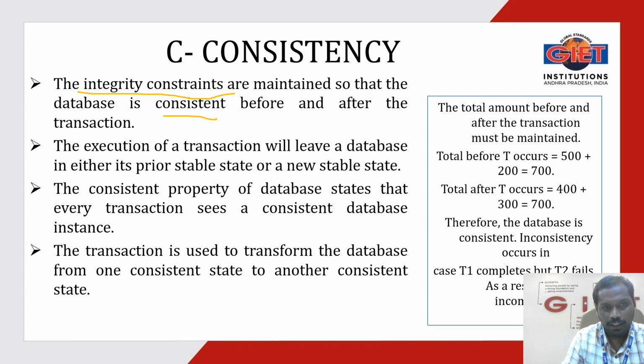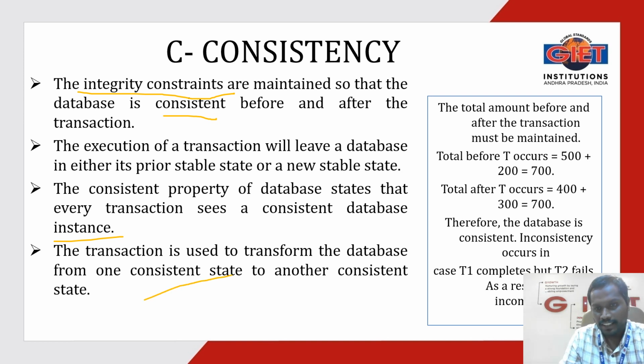We'll see with an example. Before that, we'll see the properties of consistency. The execution of the transaction will leave the database in either the prior stable state or a new stable state. The consistency property of the database states that every transaction sees a consistent database instance. An instance is what data is available in the database at a particular moment of time. That holds the consistency property, and the transaction is used to transform the database from one consistent state to another consistent state.